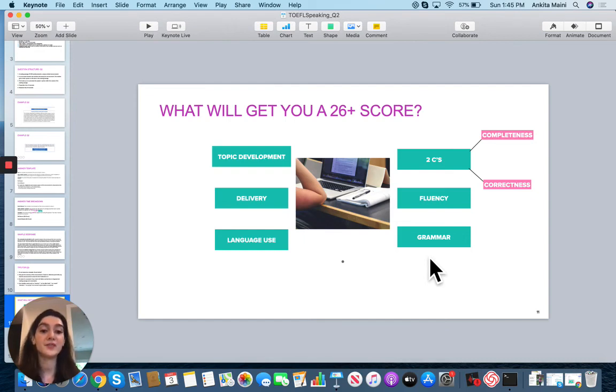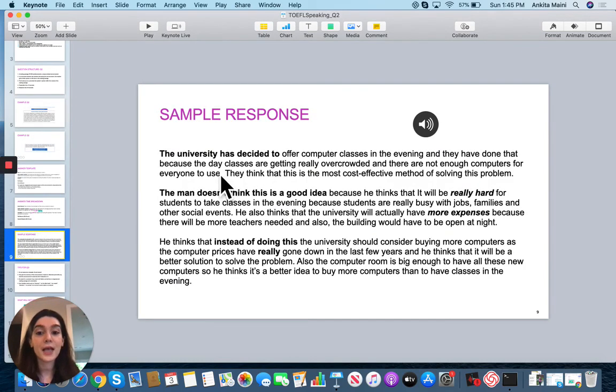You need to have really advanced grammar, and also not just know all the grammatical rules, but also be comfortable in the spoken grammar, in spoken English. Let's look back at my response. Here I said, "the university has decided to." So I used the past tense to start off my response, that they have already decided to do that. But then in the same sentence I said, "because the day classes are getting really overcrowded and there are not enough computers for everyone to use." Then I talked in the present tense about what's happening. This is happening. That's why the university has already made that decision.